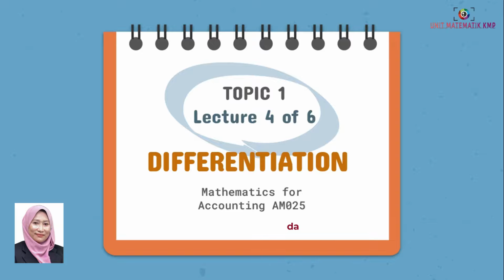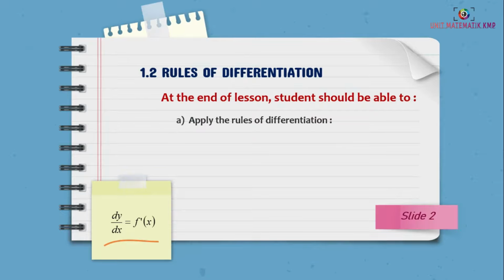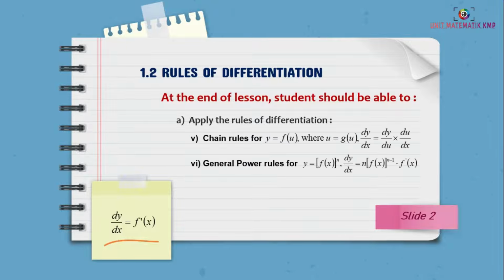Now we discuss lecture 4 of 6, rules of differentiation. At the end of the lesson, students should be able to apply the rules of differentiation. Number 5, chain rule for y equal to f(u) where u equal to g(x). Then dy/dx equal to dy/du times du/dx. Number 6 is general power rule for y equal to [f(x)] to the power of n. Then dy/dx is equal to n times [f(x)] to the power of n minus 1 times f prime x. And B, perform second order differentiation.